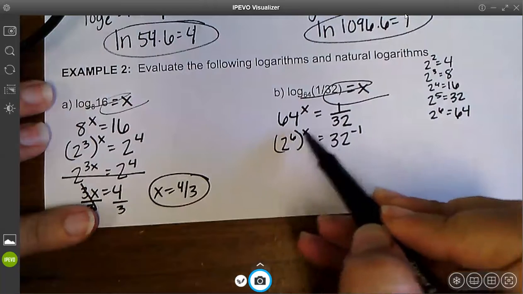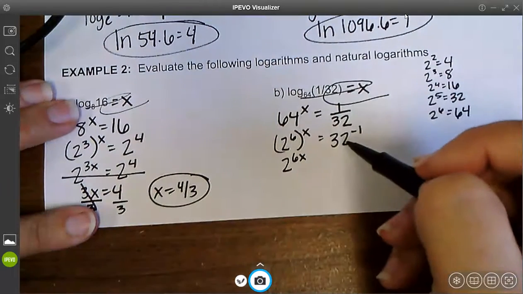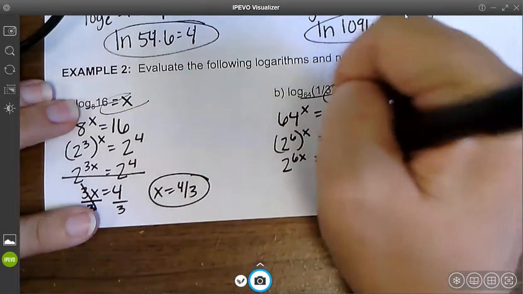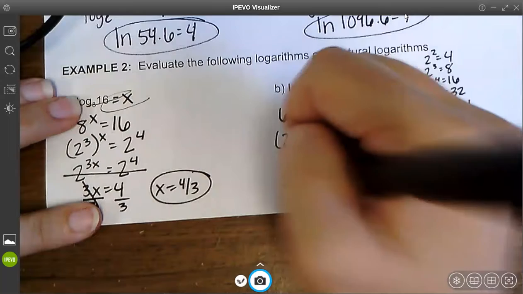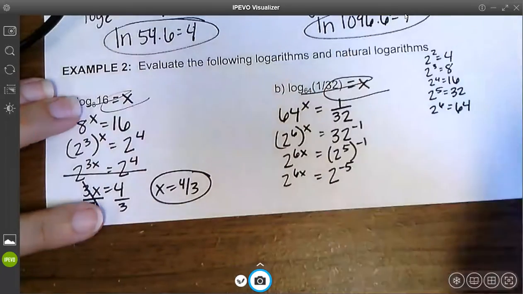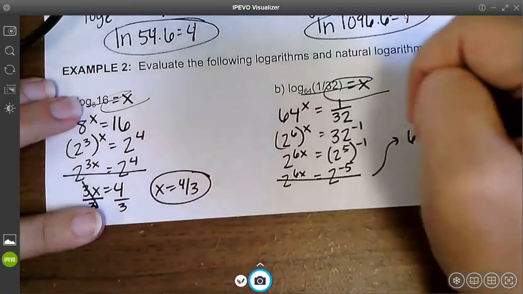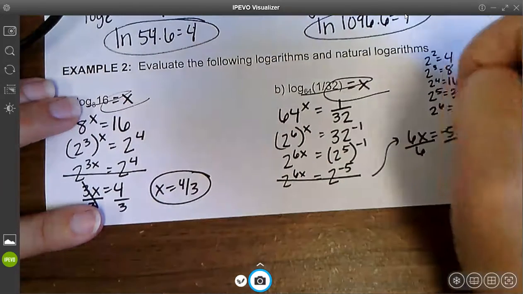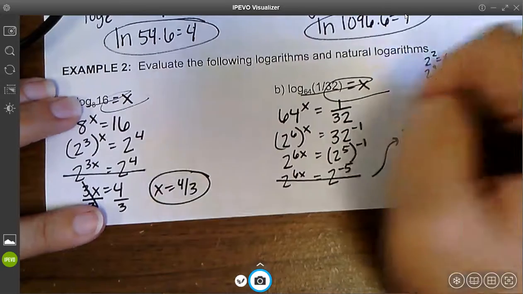On the left here, raise a power to a power, you're multiplying. Right here, 32 is the same thing as 2 to the 5th. So I have 2 to the 5th to the negative first, which is 2 to the negative 5th. And the left is 2 to the 6x equals 2 to the negative 5th. Cancel those out. You get 6x equals negative 5. Divide both sides by 6. X equals negative 5/6.